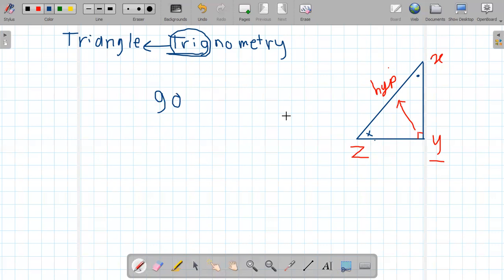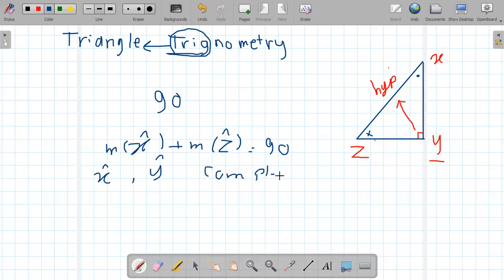In any right angle triangle, the other two angles must be acute angles, and the sum of their measures equals 90 degrees. Do you remember what we call two angles whose sum equals 90 degrees? They are complementary angles. The measure of angle X plus the measure of angle Z equals 90 degrees, so angle X and angle Z are called complementary angles.